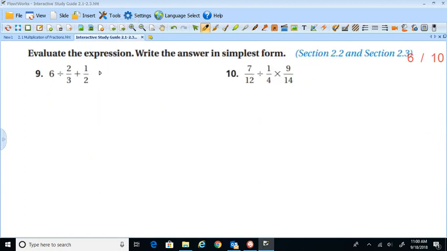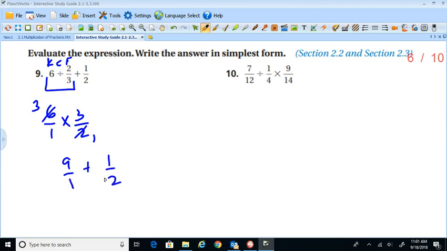Order of operations. Evaluate the expression. We still have to use and follow the rules of the order of operations. I need to do my division first before I ever add. So 6 divided by 2/3. Keep, change, flip. 6 becomes 6 over 1 times the reciprocal, 3 over 2. Cross simplify if I can. And I end up with 9 over 1, which is 9 wholes. Plus 1/2, and 9 wholes plus a half is simply 9 and 1/2.